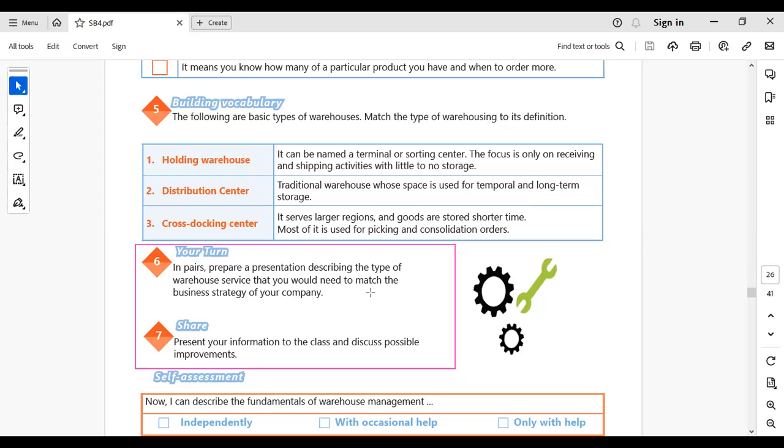And I think that if I choose to offer cross docking center services, I don't have to carry all these responsibilities and investments because I will only receive and deliver. So I will not have to invest in these costs.